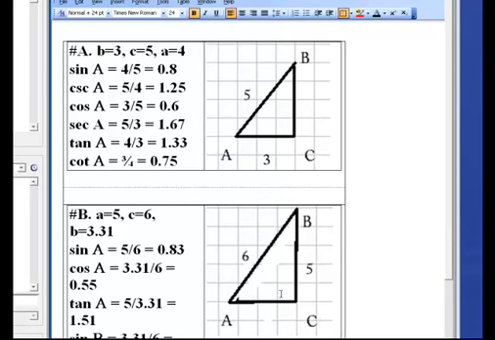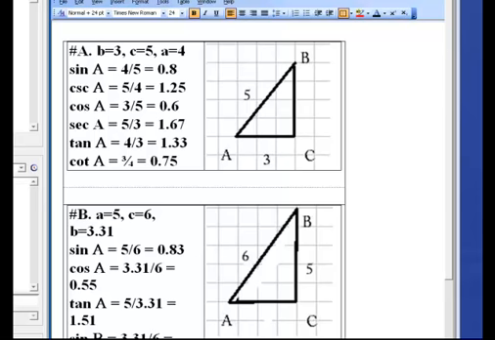And tangent B is going to be 3.31 divided by 5, which is 0.66, I believe. I better double check that on my calculator rather than doing it in my head. Let's see, 3.31 divided by 5. Here we go, yep, 0.66 rounded.